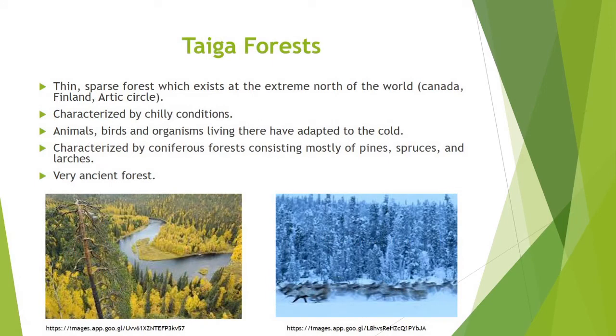Taiga forest. These are the thin, sparse forests which exist at the extreme north of the world. These are characterized by chilly conditions. Animals, birds and organisms living there have adapted to the cold. Taiga forests are characterized by coniferous forest consisting mostly of pines, spruces and larches. These are very ancient forests.